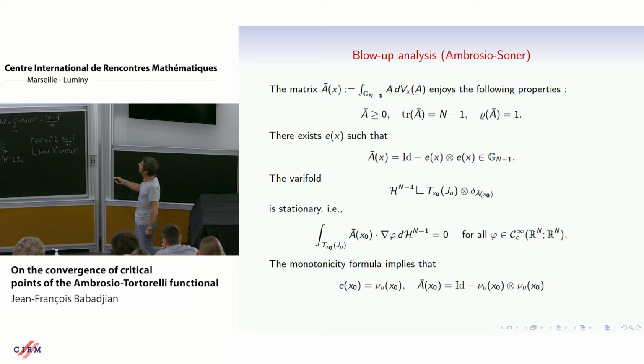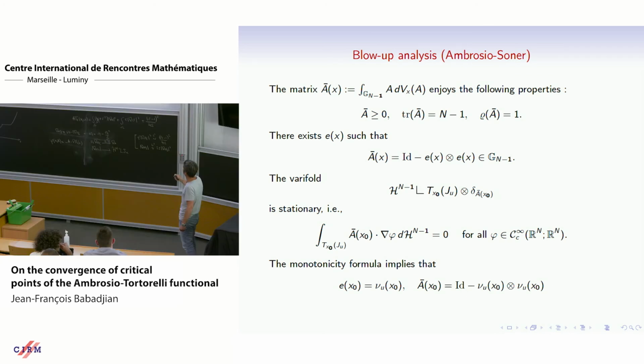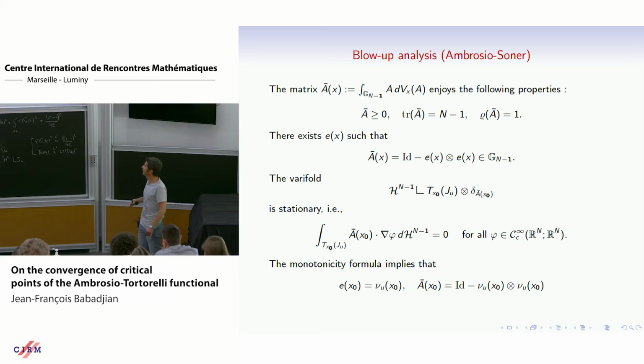This limit varifold turns out to be stationary, which means this. And a stationary varifold satisfies the so-called monotonicity formula. I'm going fast now, just trust me. It tells you that you can identify this direction E of x. This direction is necessarily the normal to the jump set at the point x0, or the normal to the tangent plane, which is the same. So E of x0 is a normal, and you have fully identified your matrix A bar of x0 to be the identity minus the normal tensor the normal. At this stage, you are done because you have fully identified your matrix.